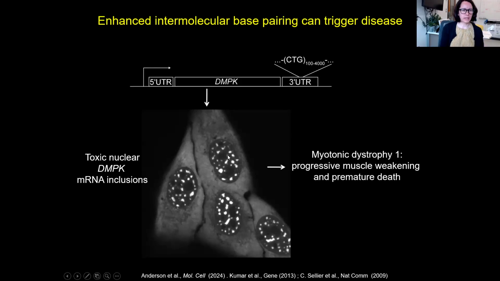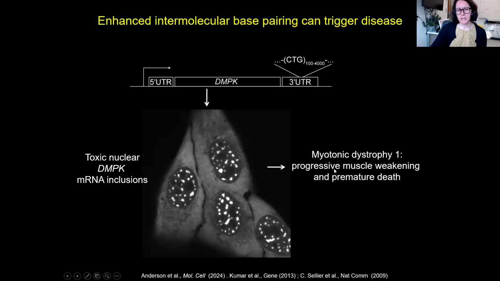And these nuclear foci are called toxic nuclear foci because they're generating disease. So this is the case in myotonic dystrophy type 1 disease. This is an RNA gain of function mutation where these foci really are the causative agent of disease because they're sequestering a variety of splicing factors, which then messes up the normal biology of the cell.